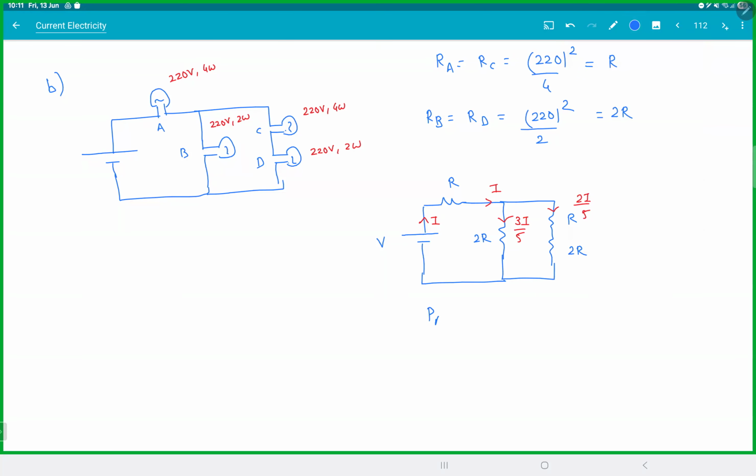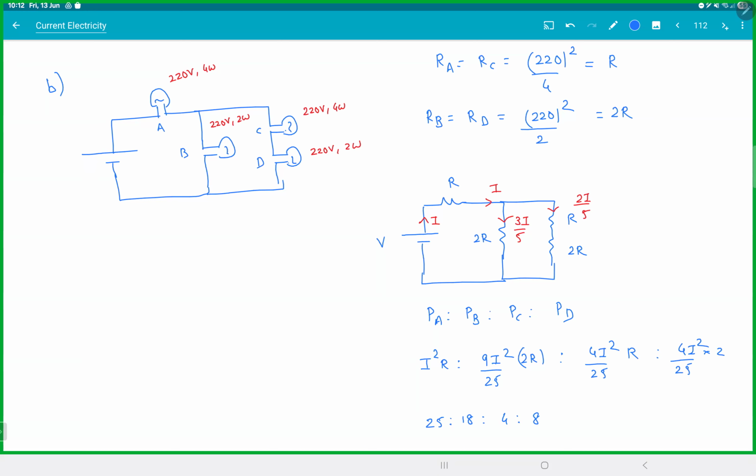So then you're done. Power at A, power at B, power at C, power at D. This is I squared R. This is 9I squared by 25 into 2R. 4I squared by 25R. 4I squared by 25 into 2. So this will be 25 is to 18 is to 4 is to 8. So bulb A is the brightest and C is the least. Clear with this? Question is not over.